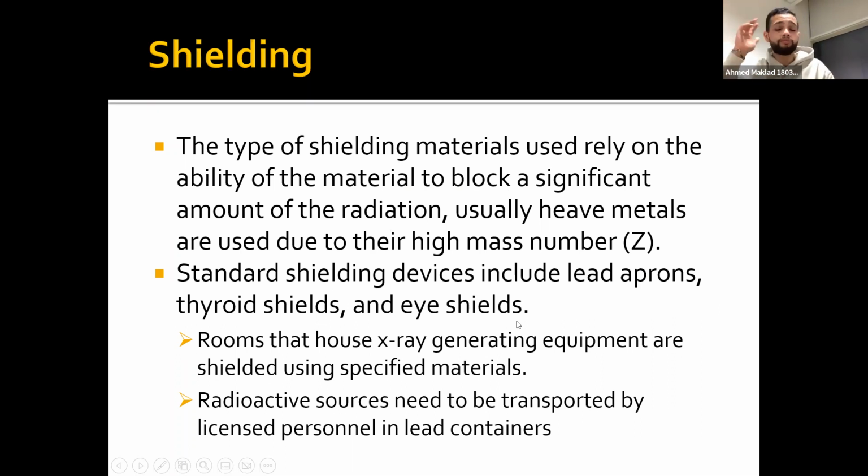And by the way, this is also used in pregnant women. When you need to have an X-ray or a CT scan for a pregnant woman, you can put a shield on the woman's abdomen, right, to shield the baby from any radiation. So it's also used in pregnancy. It's used in thyroid shields because the thyroid has a high tendency of developing cancer, right? So you always want to shield the thyroid right here.